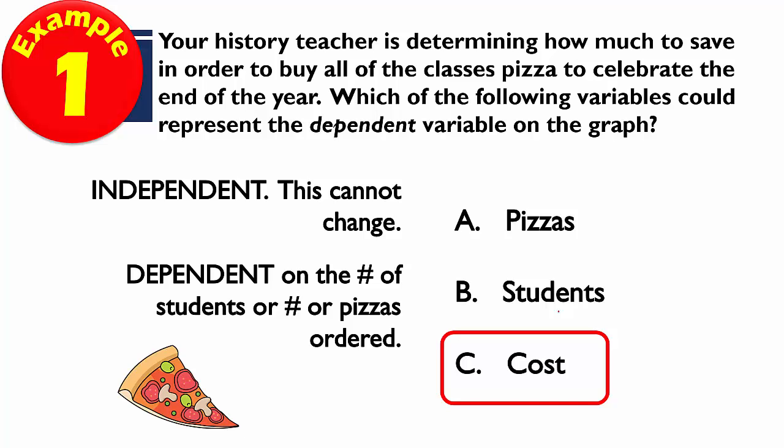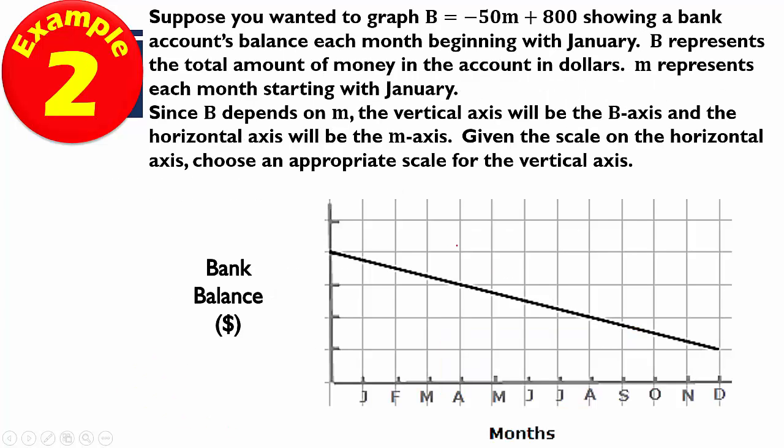If you're only going to order one pizza, the cost will be lower. If you're going to order 10 pizzas, the cost is going to be higher. So that's dependent on how many of either A or B, depending on what you wanted to use for your graph. Next example.